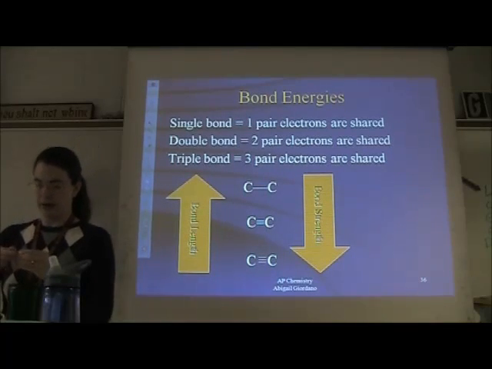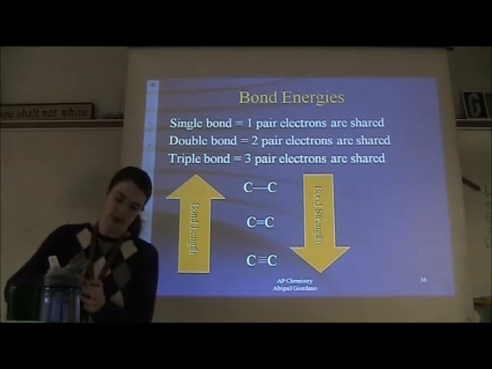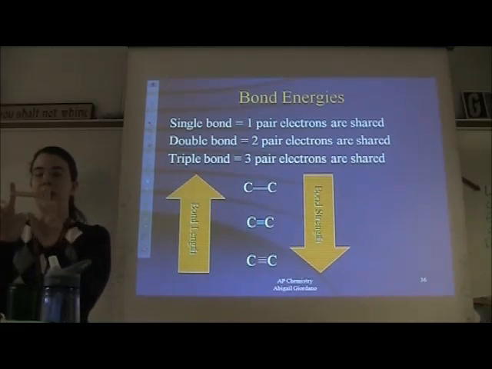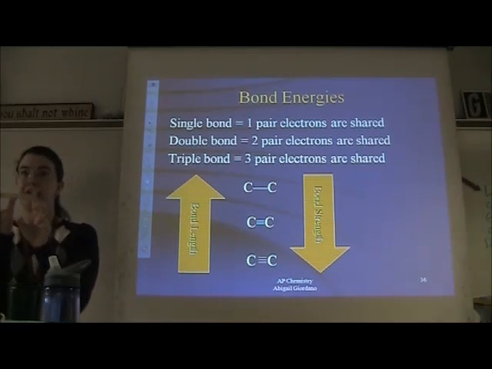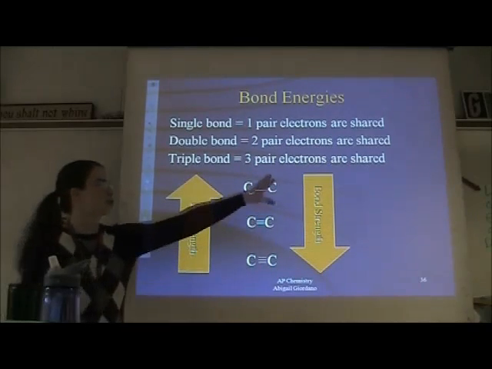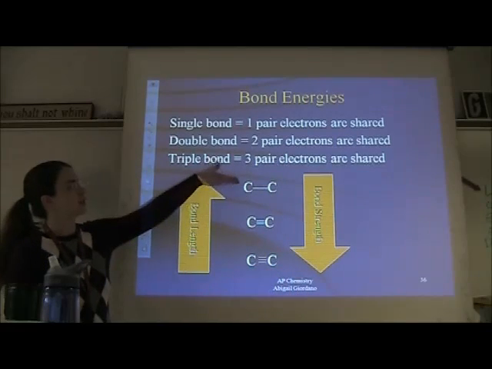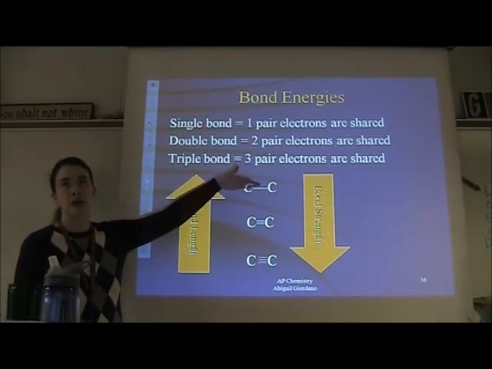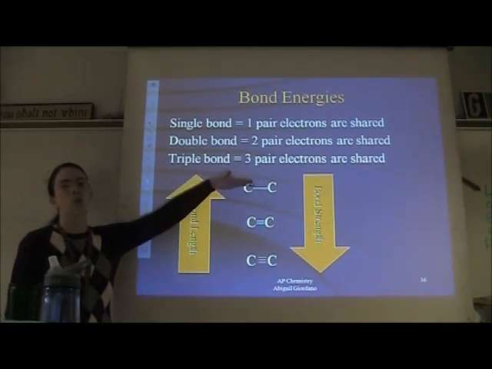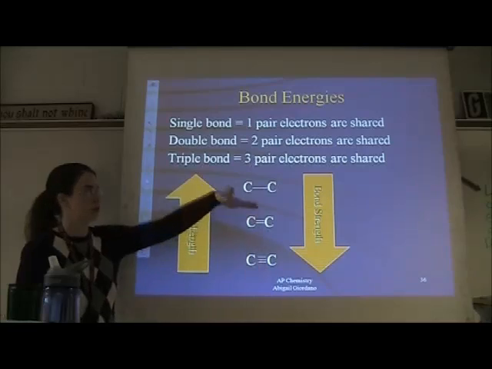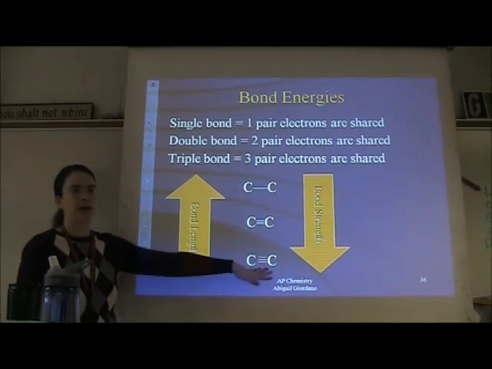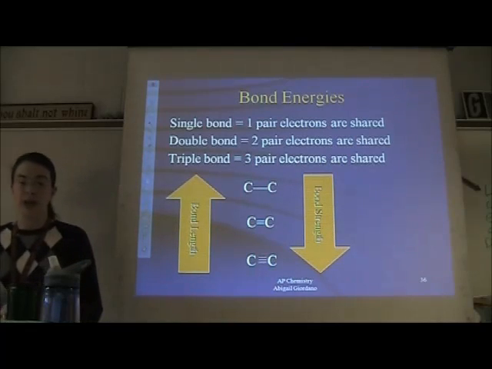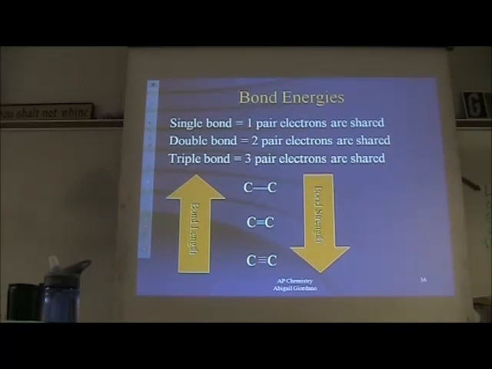If I add a third to the mix, a triple bond, it's the shortest of all of them, and the strength is the greatest. Okay, it's an inverse relationship. A single bond in comparison to these other two is relatively long and relatively weak. A triple bond compared to the other two is relatively short and relatively strong.